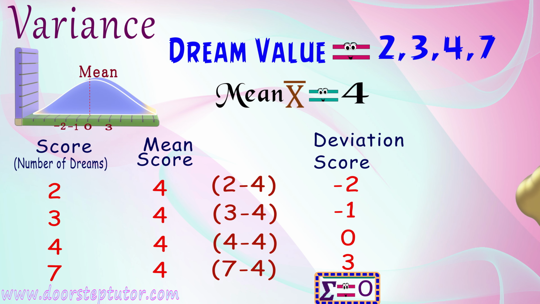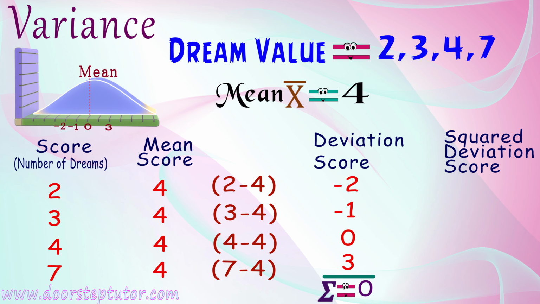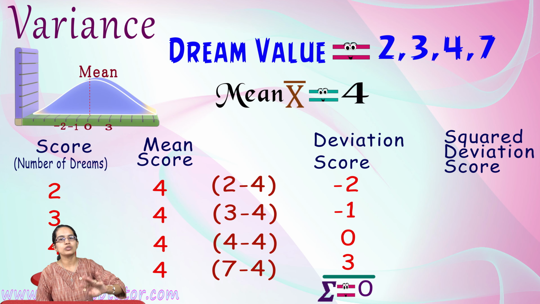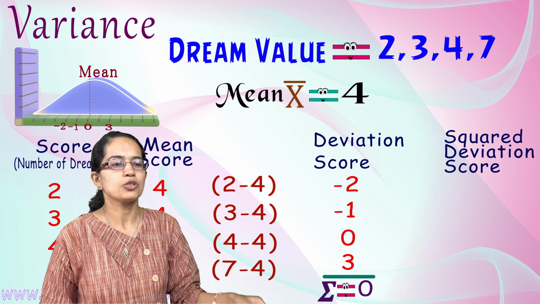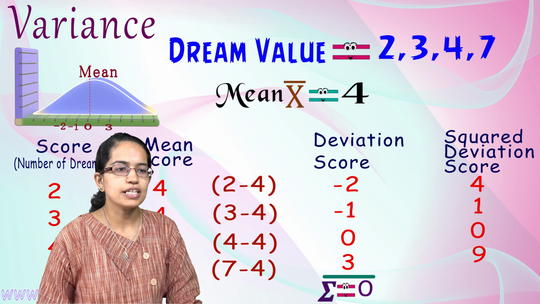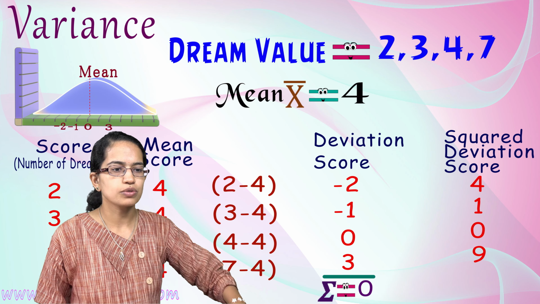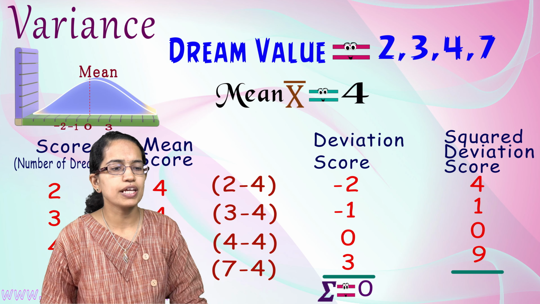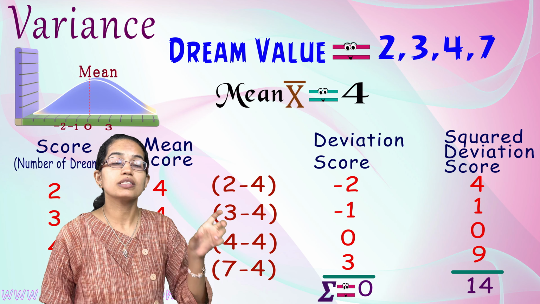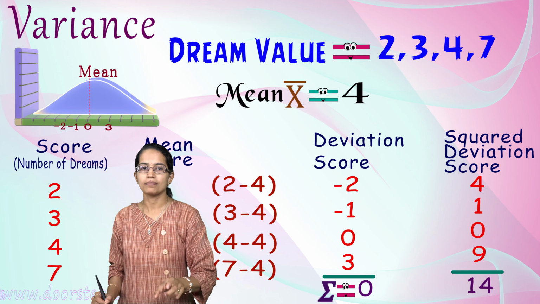The next step we do is we square these scores. So I square minus 2. Always when you are squaring minus 2 into minus 2, minus minus is plus. So you have 4, 1, 0 and 9. I add up these values. So these values come out to be 10 and 14. 14 is my value, which is the sum of the squares.